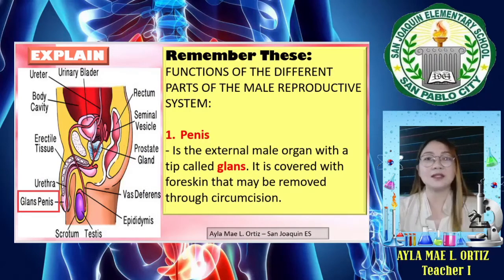Okay, let's start with discussing the function of the different parts of the male reproductive system. So, the first one is the penis. So, the penis, class, is the external male organ with a tip called glans. It is covered with foreskin that may be removed through circumcision. The penis has two functions, and the first one is elimination of waste in the form of urine. The second one, class, is a means of transferring the semen, which carries the sperm from the testes out of the body to somewhere else, such as the vagina, for procreation.